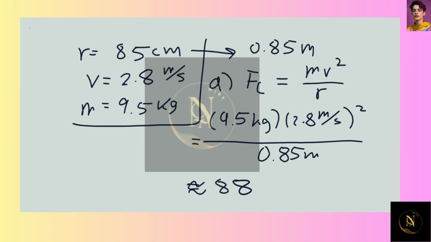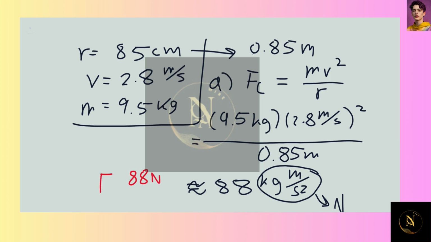The units that we get are kilograms meters per second squared, which is just equal to newtons, which makes sense since that's the unit of force. So we know that our answer is right: 88 newtons. That's our centripetal force.